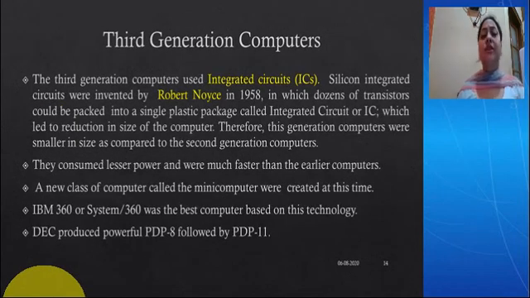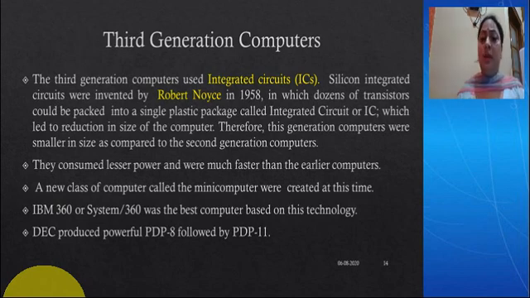The third generation computers use integrated circuits. Silicon integrated circuits were invented by Robert Noyce in 1958, in which dozens of transistors could be packed into a single plastic package called the integrated circuit, famously known as IC. This led to a reduction in the size of the computers. Therefore, this generation of computers was smaller in size as compared to the second generation computers.